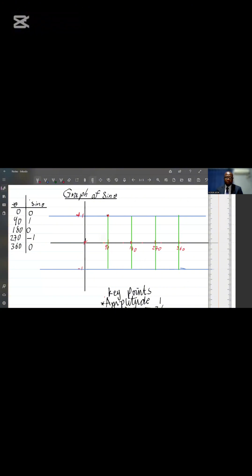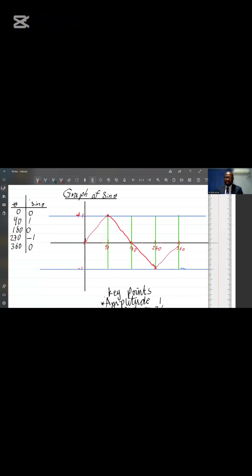And when it's 270, it is negative 1. And when it's 360, it is 0 again. Looking at it, the graph will go up like this to connect with this. Then it comes down to 180. It goes down to 270 and then comes up again like this.